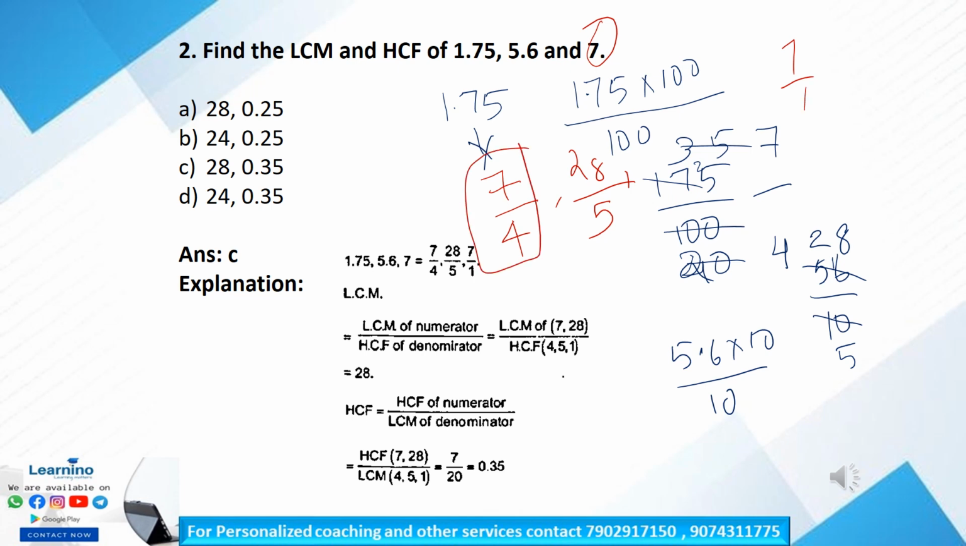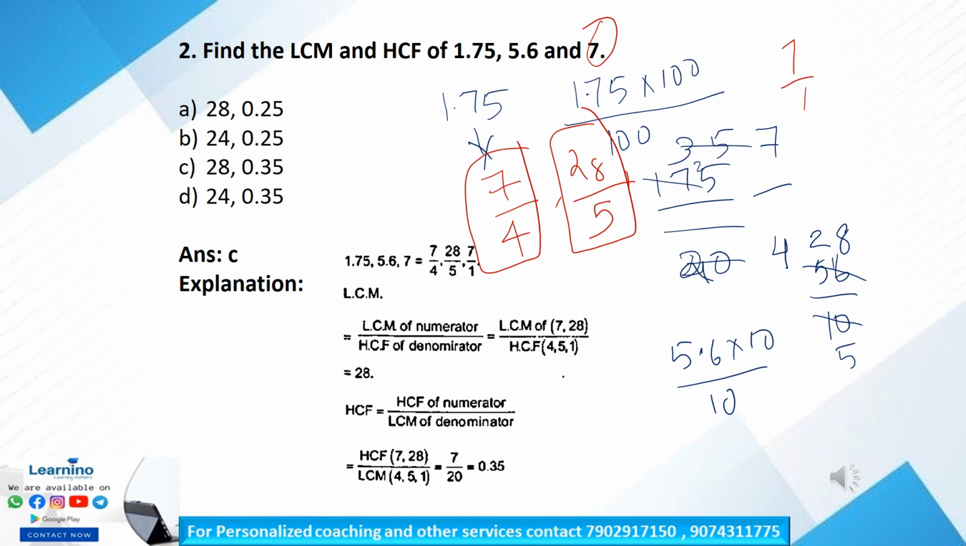So our aim is to find the LCM and HCF of 7 by 4, 28 by 5 and 7 by 1. Is it clear? So we have to find the LCM and HCF of these fractions. So how can we find the LCM of these fractions?